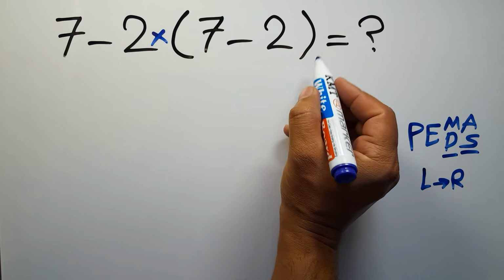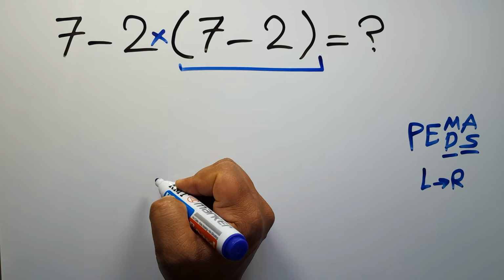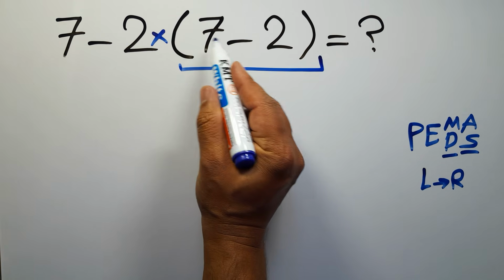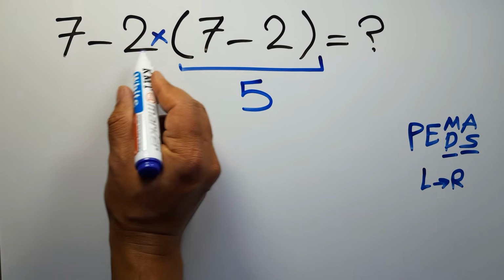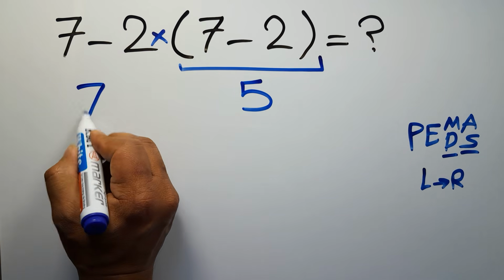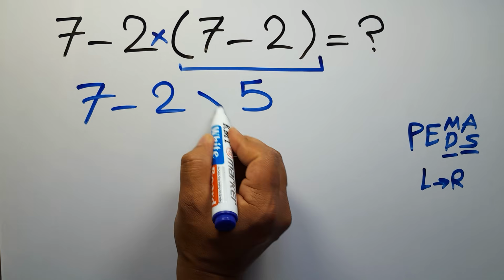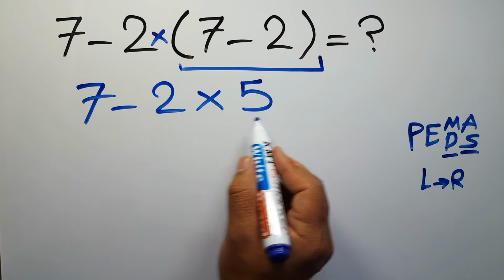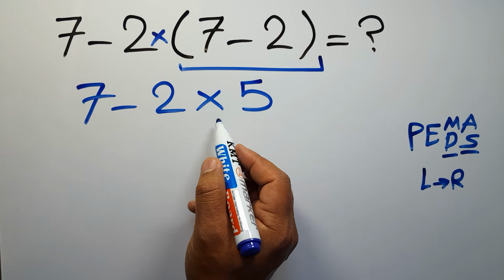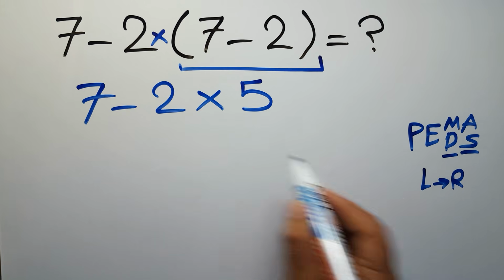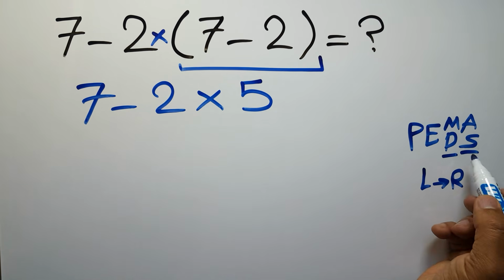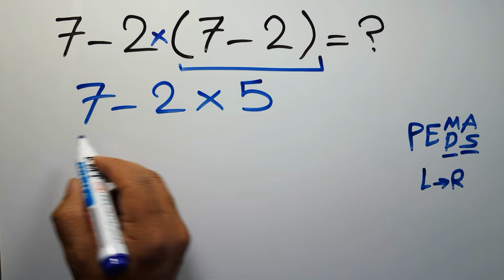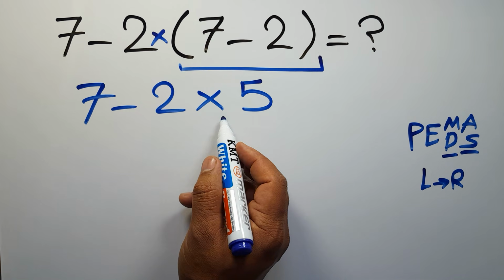So first we have to do this parentheses. Inside this parentheses, we have 7 minus 2, which equals 5. So we have 7 minus 2 times 5. Now, in this expression, we have one subtraction and one multiplication. According to PEMDAS, multiplication has higher priority than subtraction because multiplication comes before subtraction. So here, first we have to do this multiplication.